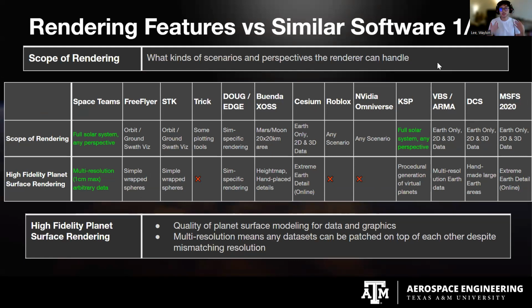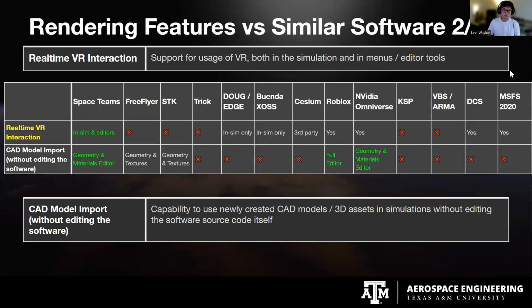So just a thing that Space Teams has from the scope of a rendering, from the rendering side, we have really the entire solar system from any perspective. We're able to get that very high resolution surface data, so we're able to get all the way down to 1 centimeter precision. We can interact with all this inside of virtual reality, which not all other simulators have the ability to do right out the box. You can really easily model import your CAD without having to edit the software itself.